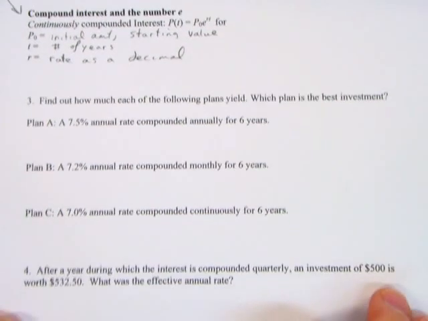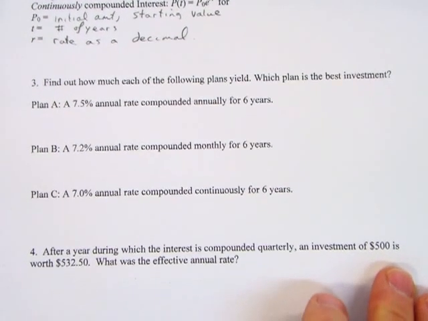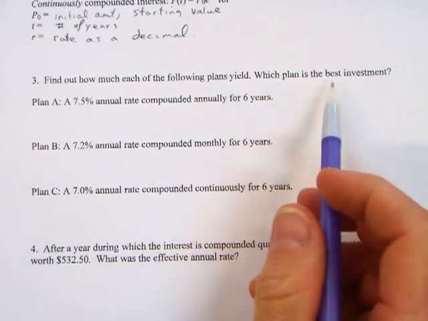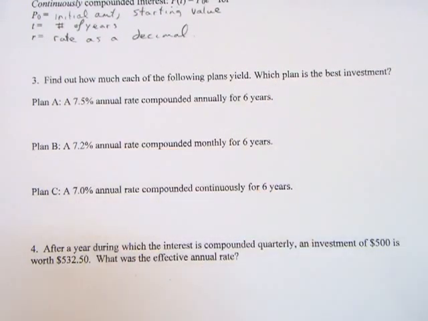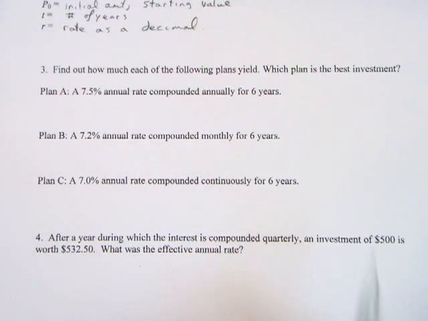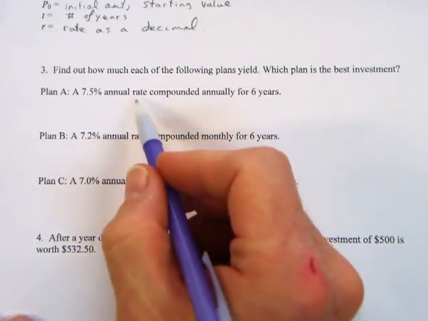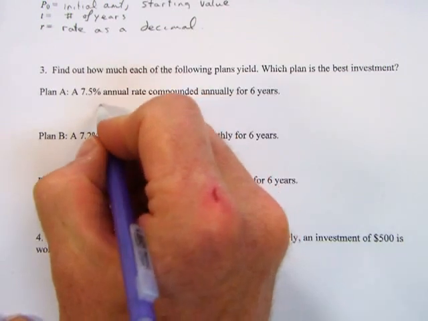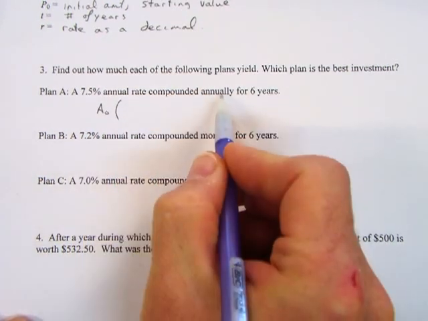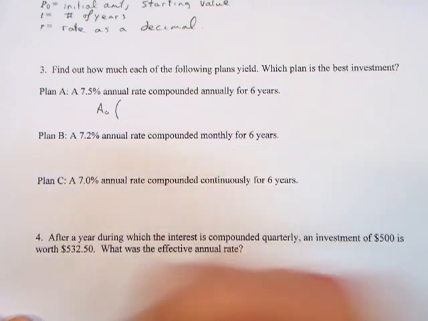So let's take a look at a problem here. Find out how much each of the following plans yield. Which plan is the best? And this is just to go over what we just did and the formulas we just came up with. All right, we don't know the starting amount, so we're going to call this A sub 0. Now, we're going to compound this annually, so it's only one time per year. We have a 1. That's our 100% of the original.